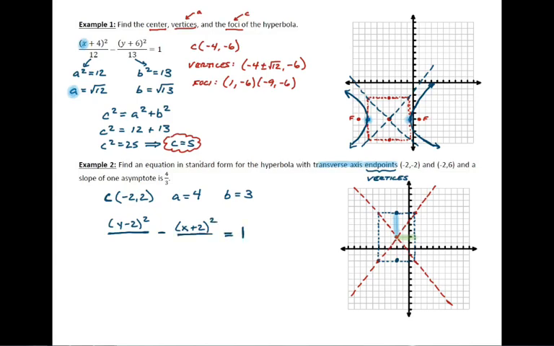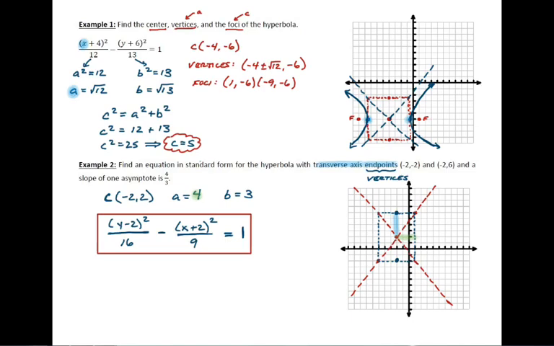In terms of what goes underneath each variable, a should go underneath the first variable, not necessarily the x variable, or y. It's whatever one comes first. In this case, y came first. So I'd put a squared underneath y and b squared underneath x. That's my equation there.